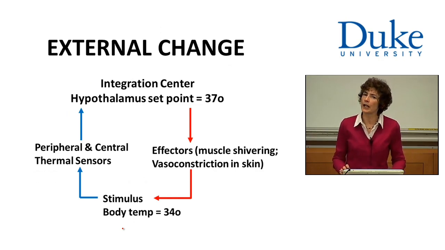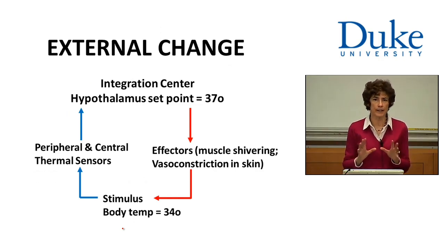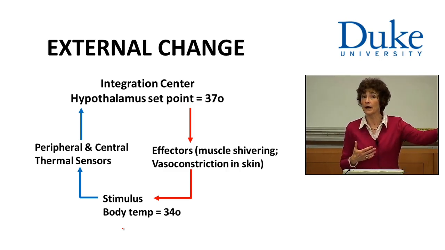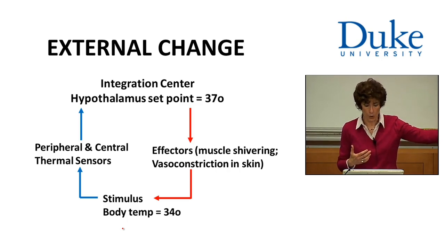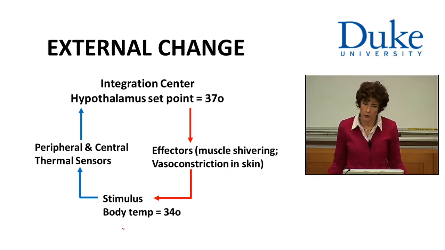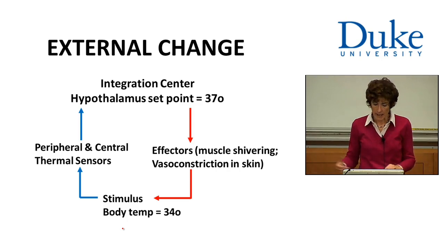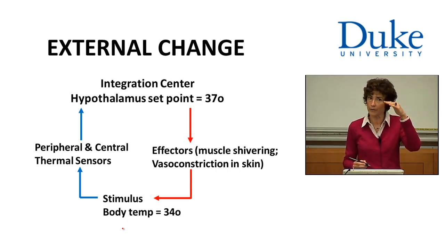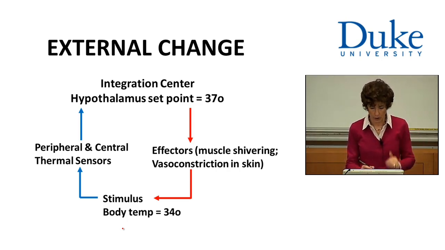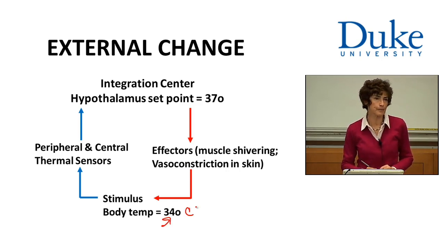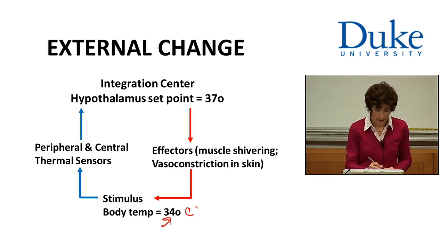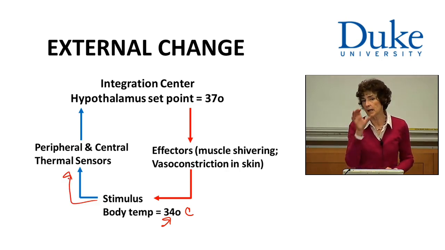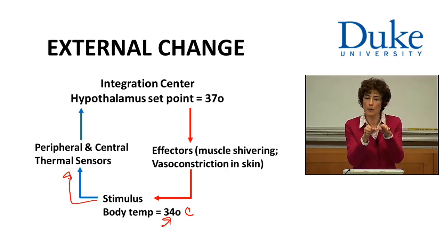So let's just consider, in general, a case that exemplifies these reflex loops. The first of this would be an external change to the body. Now you are leaving your room and going outside and it's snowing, and so it's very, very cold. As you're standing outside and you don't have a coat on, your body starts to lose heat. And as it does so, its temperature will drop from 37 degrees, which is its normal temperature, to, let's say, 34 degrees Celsius.